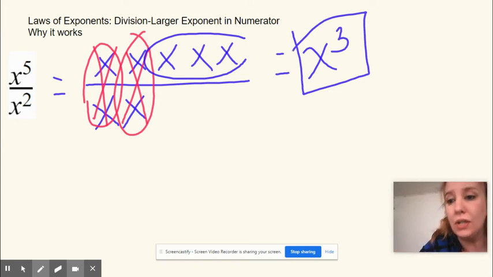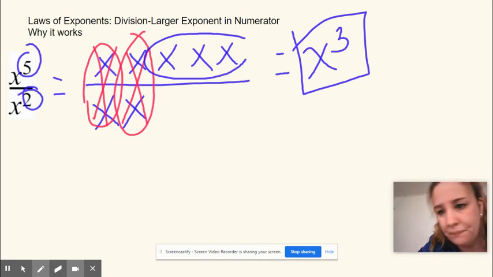Can anyone use their critical thinking skills? How do we take a 5 and a 2 and make a 3? By subtracting, right? So all we have to do is that. We just subtracted.